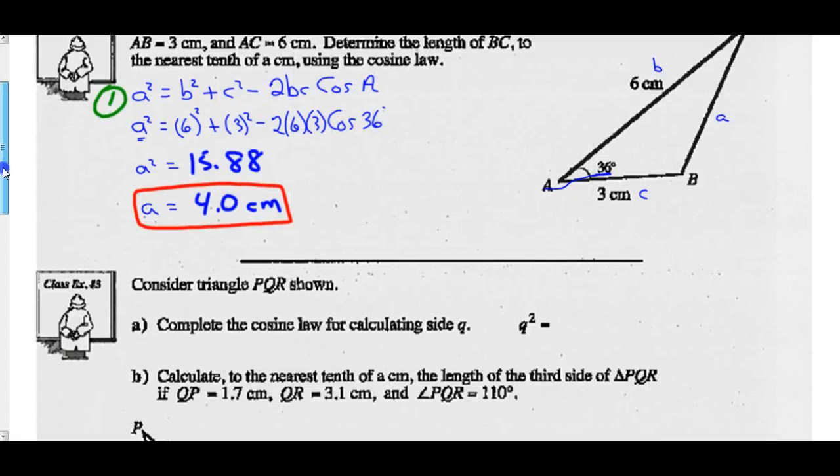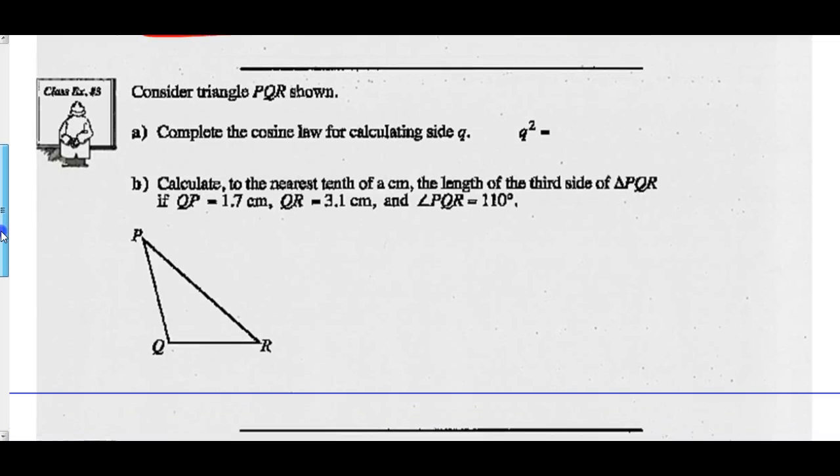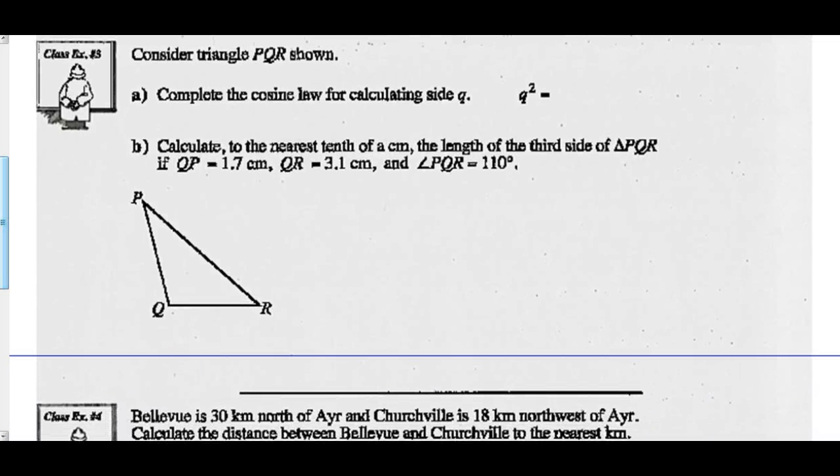So let's consider triangle PQR shown below. Complete the cosine law for calculating side q. So let's write down the things we know. If this is angle Q, here is side q. Angle R, this gives us side r, and angle P, opposite that is side p. So if I want to use my cosine law to solve for q, we would say q squared equals p squared plus r squared minus 2 times p times r times the cosine of the angle opposite side q, which is angle Q.